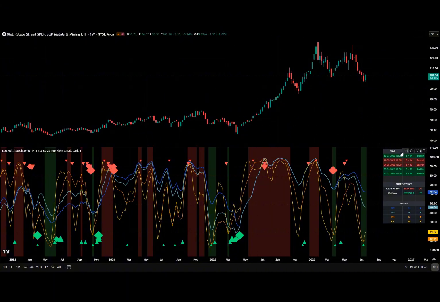Everything is summarized in the panel, in the top right corner of the indicator window. The top block is the cross log, the last 5 crosses, with the date, which pair crossed, and the direction. Below it, the current state, the macro bias, and how many of the 3 faster lines are above the 89. Then the zone of the classic 14, overbought, bull zone, bear zone, or oversold. On the metals and mining ETF the 14 is at 12, deep in oversold, while the macro is still at 63. The 4 values are right below, and that is the whole reading in one glance.